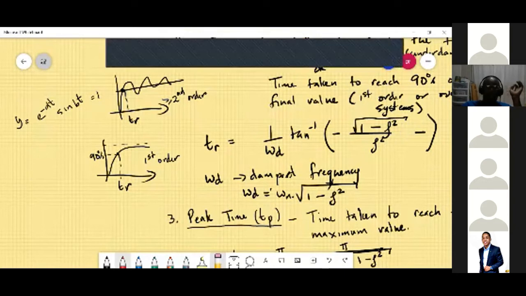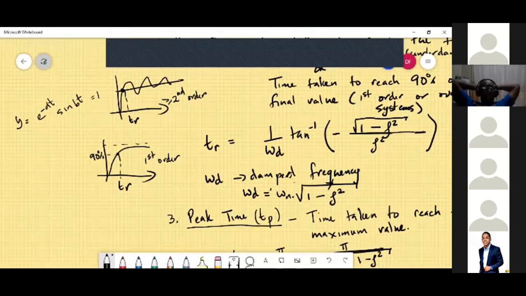All right, so those are the definitions of the parameters that we want to control in our system. So we can want the system to be critically damped. We can want the system to have a particular rise time, have a particular overshoot, and so forth and so on.